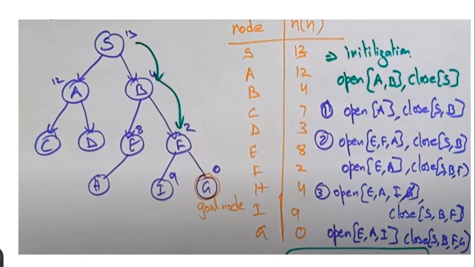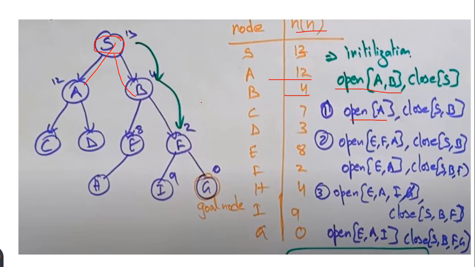Here we have the h of n values. I have to start from open: a, b. So from the starting node I can go to a as well as b. So that is open a, b. Now I am closing the s value here. I have to open the node with the lowest value: b is the lowest value and a, 12, is the maximum value. So I have to open b, close s. Okay, I have to go to b here.